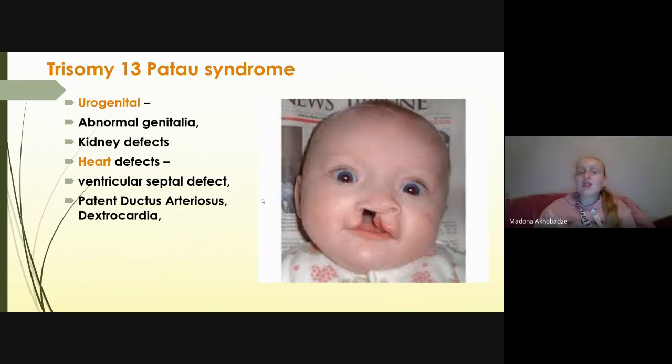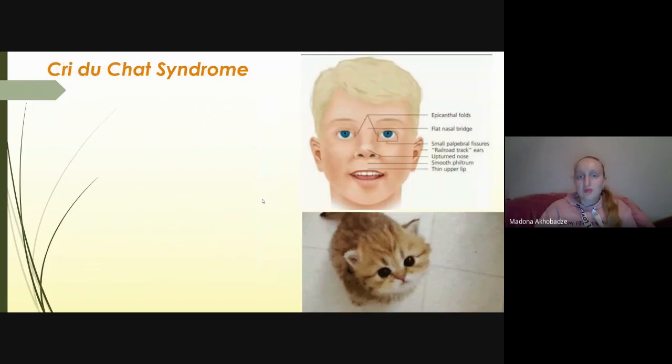Dextrocardia means the apex of the heart is not facing the left, but looking at the right side. Dexter is right, sinister is left. And there is a single umbilical artery. The fetus has two umbilical arteries and one vein, and in case of one artery there is insufficiency with the blood flow.